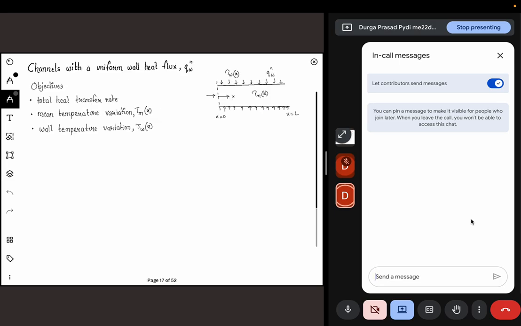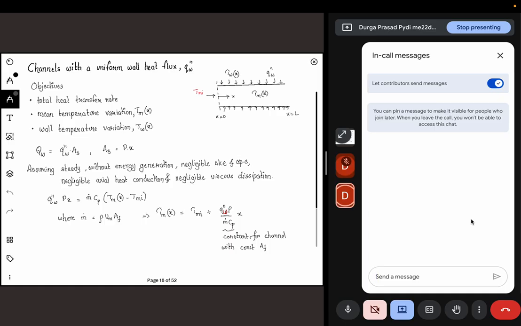Then we were interested in finding some of these values without actually solving the equations, so we came up with arguments as to what these values can be. For a constant heat flux, the total heat transfer rate is this multiplied by the total area that is available. And the mean temperature variation, we found, will be linear. The same goes with the wall temperature.